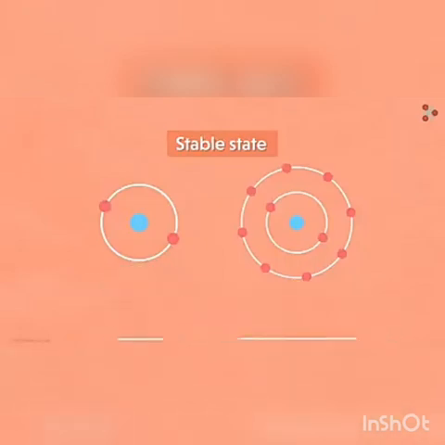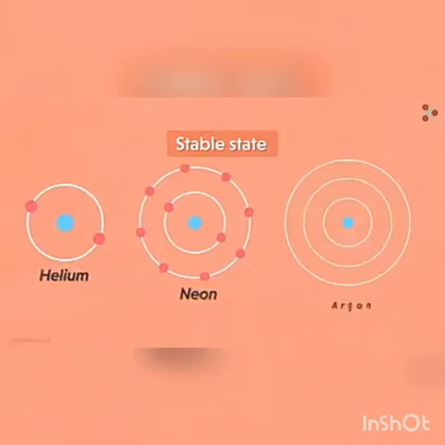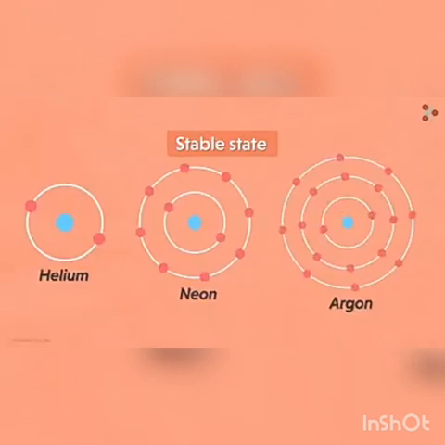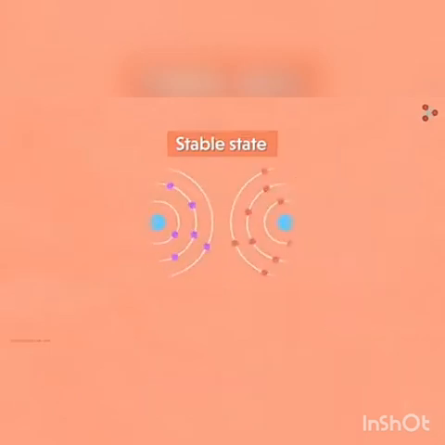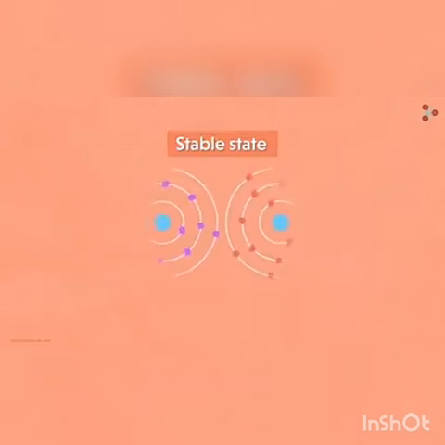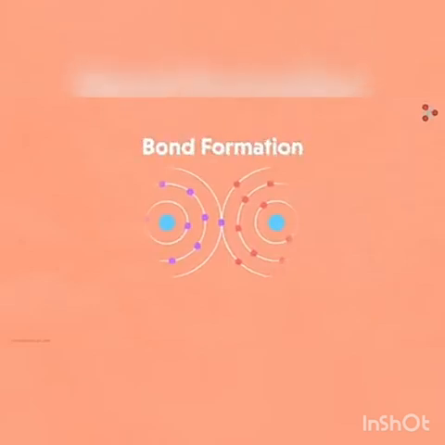We know that elements like helium, neon, argon, etc. have atoms with such desired electronic configuration. But what about the case of atoms which do not have this octet? Yes, they will participate in bond formation. That means they will either give or take or share electrons.